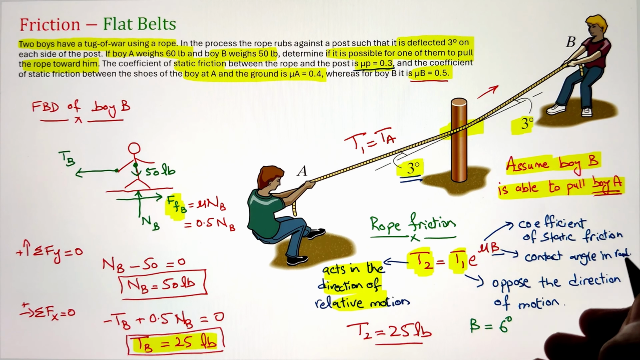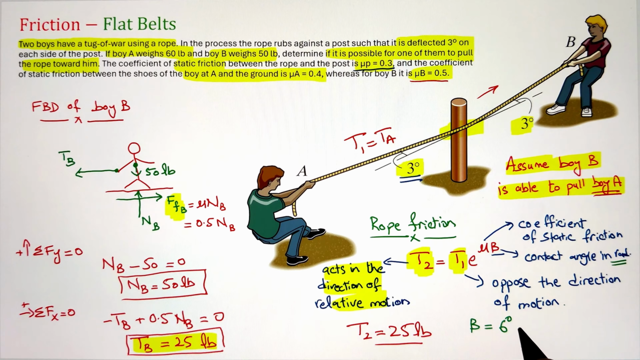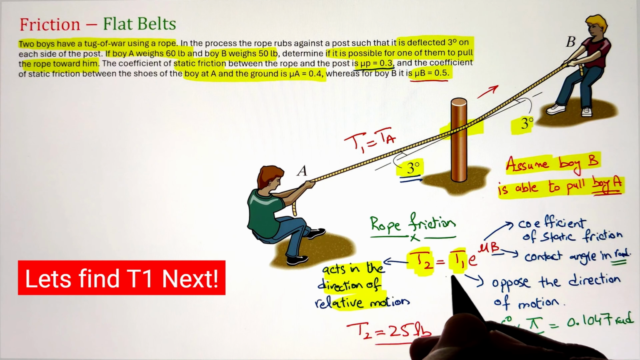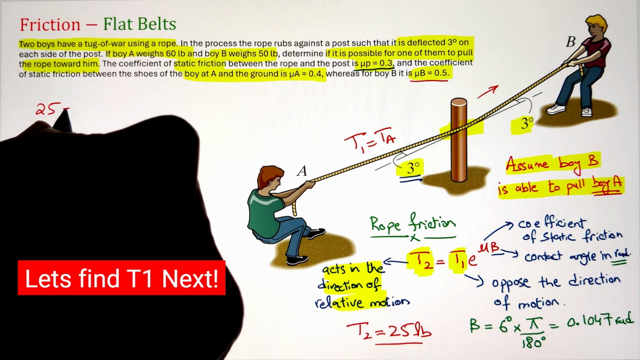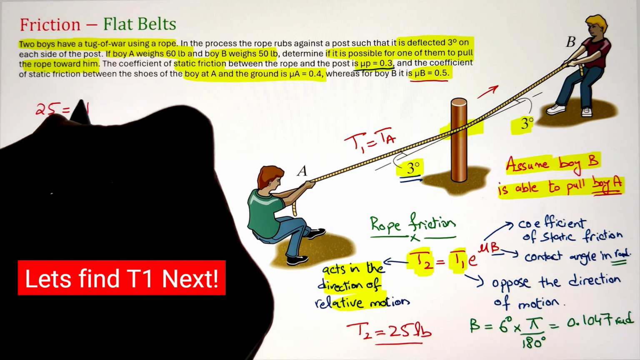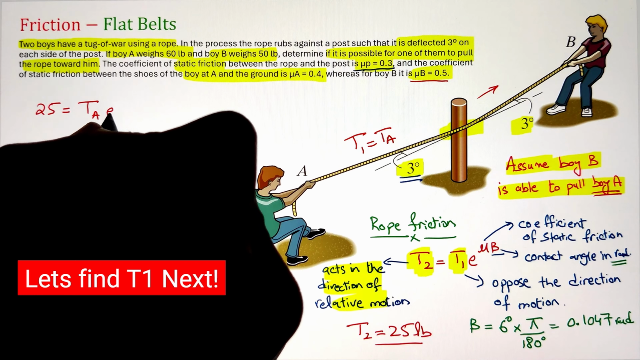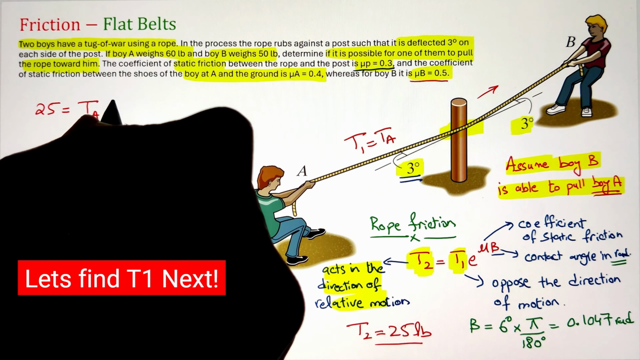Next, let's figure out the value of beta. Since beta is the 6 degrees that is in contact between the rope and the post, we need to represent it in radians. So multiplying 6 degrees by pi over 180 degrees will give us the value of beta in radians, that is coming as 0.1047.